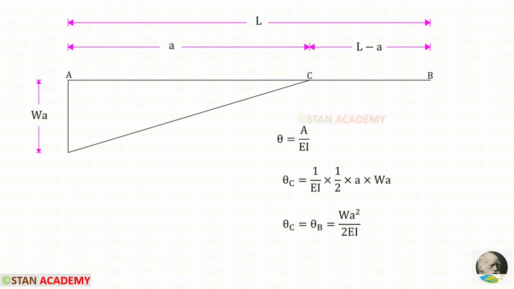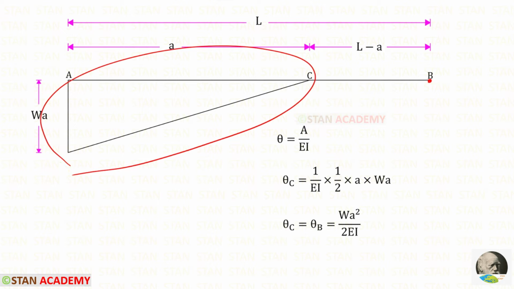Let us take the point B. Up to the point B, this is the only area. So the slope in the point C and the point B will be same. That is WA square upon 2EI.